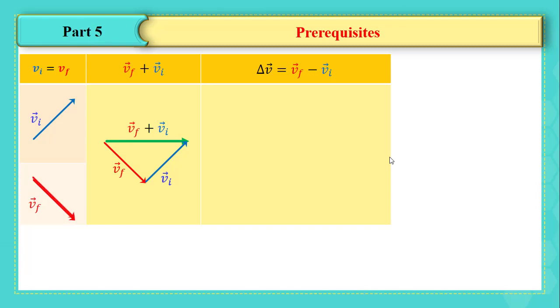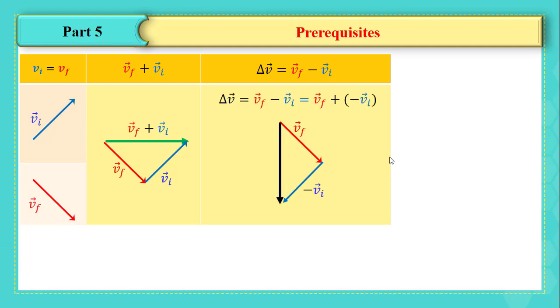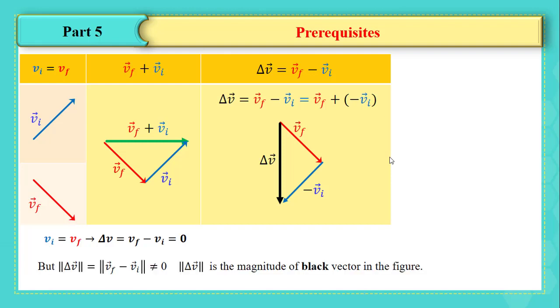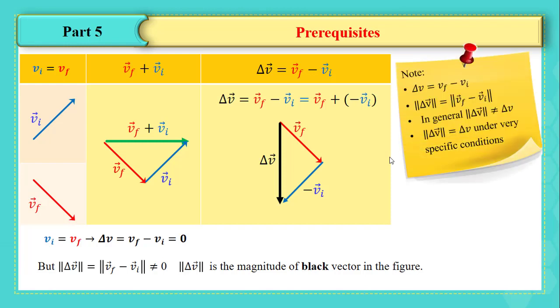How do we find the difference? We deal with the difference as if we are finding the addition of the final velocity vector with the opposite of the initial velocity vector. Now, this vector, which is drawn in black, represents their difference and denoted by delta v. Notice that because the initial speed is equal to the final speed, then their difference is 0, but the magnitude of the difference of the velocity vector is different from 0. It is equal to the magnitude of this vector drawn in black. In general, the difference in speed is not equal to the magnitude of the difference in the velocity vectors, unless some specific conditions are satisfied.